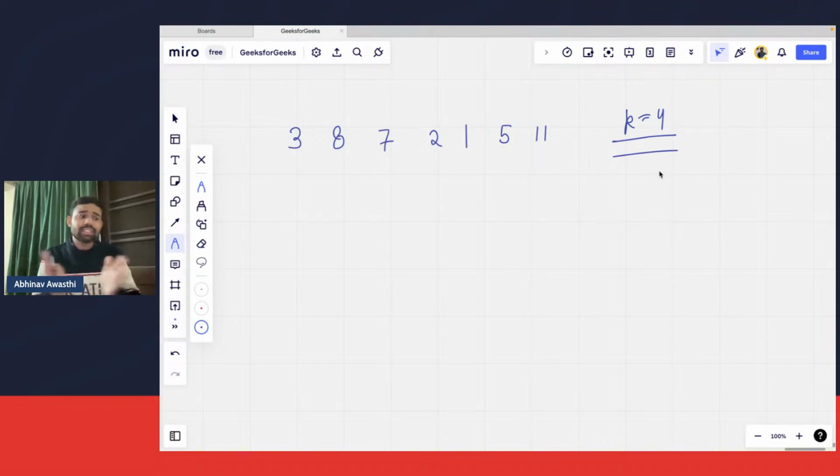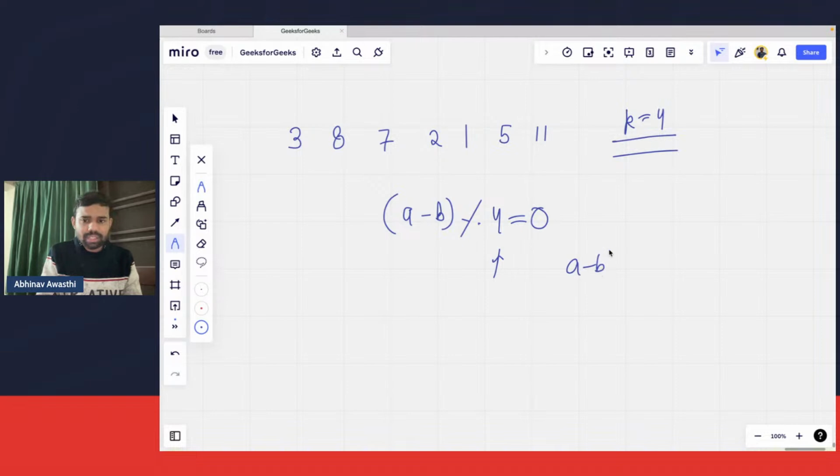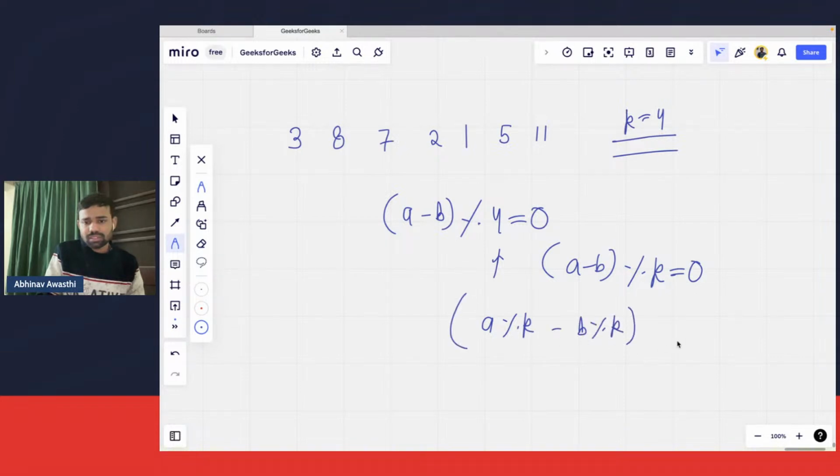Now, guys, if the difference is divisible by 4, that means the difference should be a multiple of 4. Let's say there's a number A and there's a number B. Their difference should be divisible by k. So A minus B should be divisible by k. Can I also write it like this, according to the modulo?